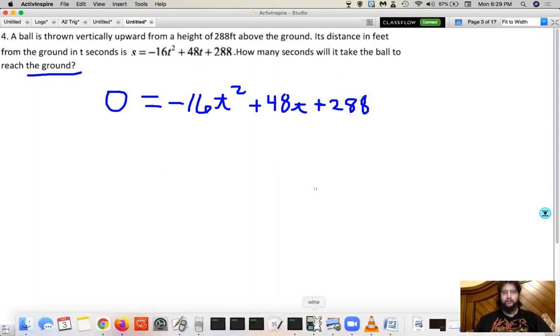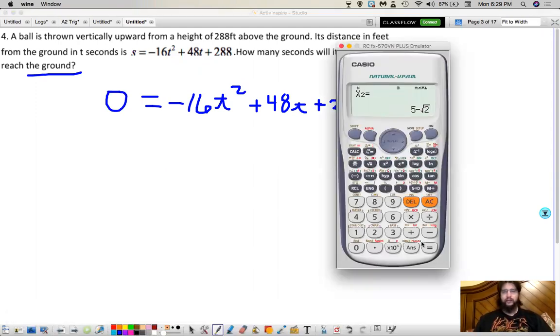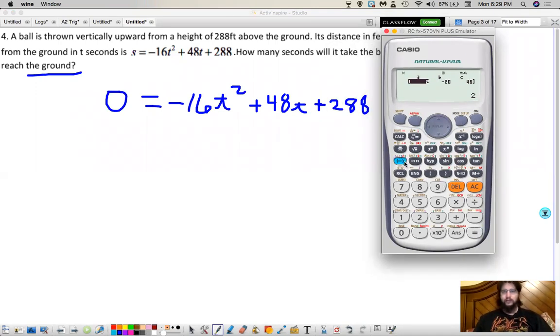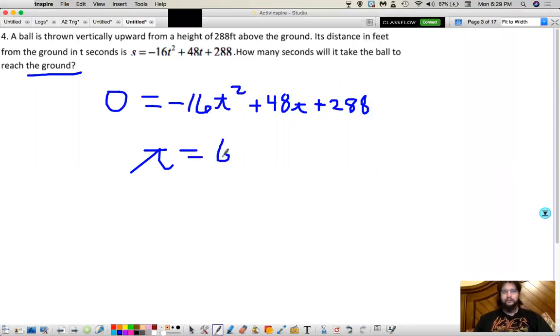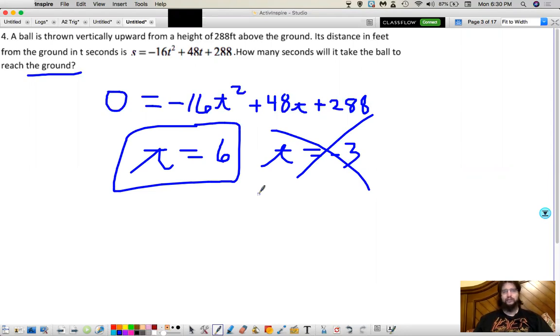It's in standard form. Type it in the calculator. Yes, literally, that's all you have to do. Negative 16, 48, 288. Once you get it in standard form, it's quadratic, just type it in and I'm good. 6 and negative 3. So t equals 6, t equals negative 3. This is an application problem, so make sense of it. T is seconds. Does it make sense that the time would be negative? No, it does not. T equals 6 is our only logical solution then.